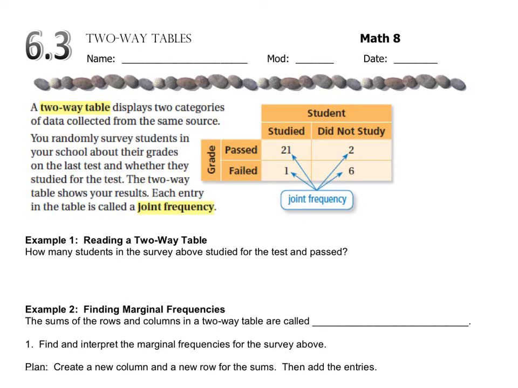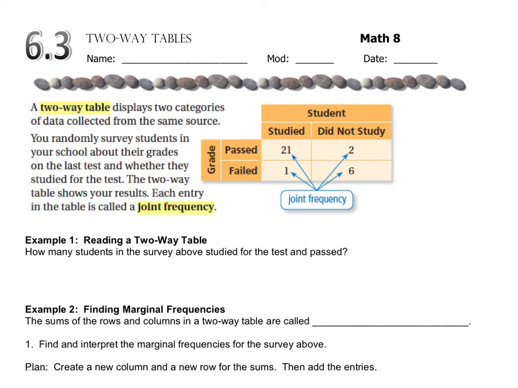So here's the example that we're looking at for our first description. You randomly survey students in your school about their grades on the last test and whether they studied for the test. The two-way table is showing the results. Each entry in the table is what we call a joint frequency. So the joint frequencies would be all these numbers as separate individual numbers.